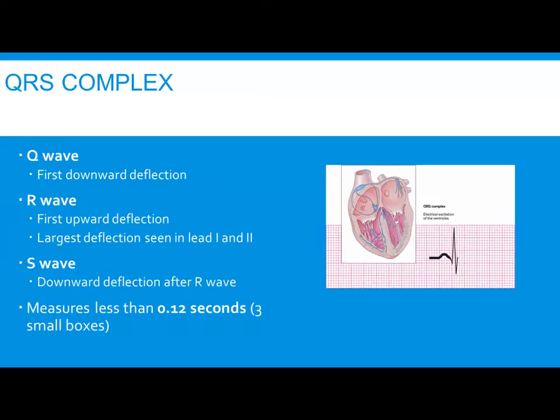The next thing we're going to measure is the QRS complex, and it starts at the first downward deflection, right? So the Q, and it goes to the end of the S. What we're actually looking for at the end of this is the place called the J point, the point where the S wave ends and the T wave begins. We'll show you that in a second.